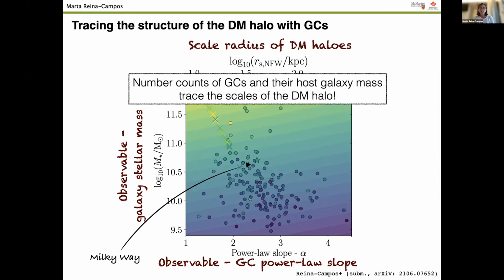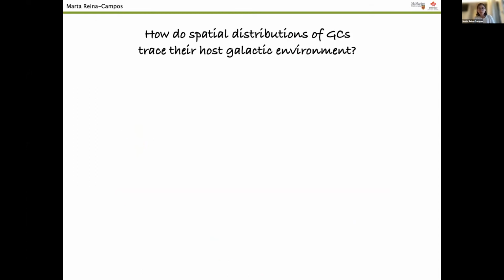So what we've seen is that just by using number count studies of globulars and their host galaxy mass, we can trace the scales of the dark matter halo. And of course, this is extremely encouraging or exciting in the age of the LSST and the Vera Rubin Observatory. But we can go one step further, and there's something else.